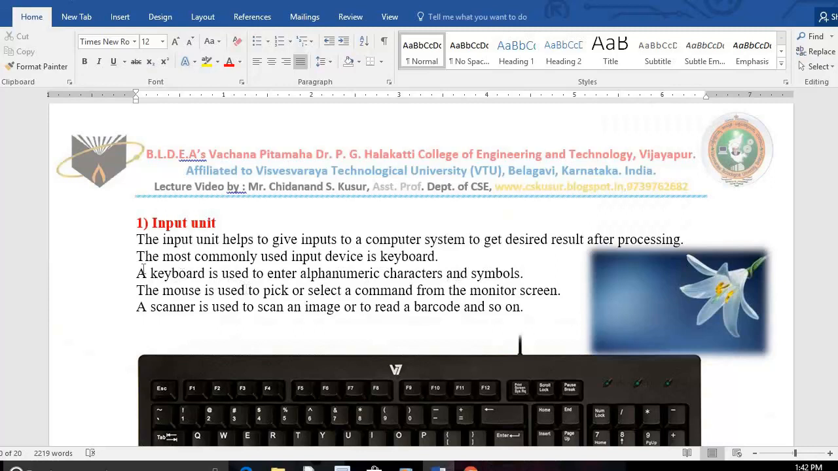Let us start. The input unit helps to give inputs to a computer system to get the desired result after processing. The most commonly used input device is the keyboard. A keyboard is used to enter alphanumeric characters and symbols.